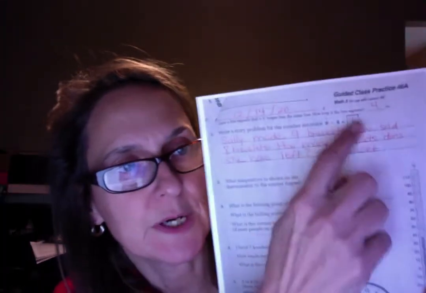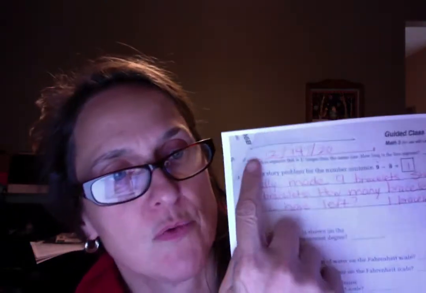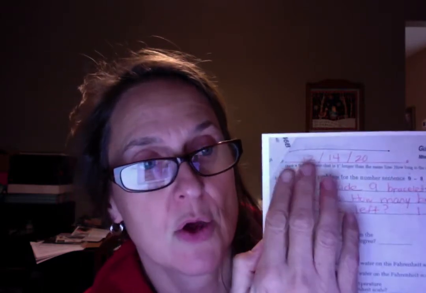Okay, so we're on guided class practice 46A, and you had to measure the name line in inches and then make a date line that was 1 inch longer. So if you measured your name line, you saw it was 3 inches, and so your date line should be 4 inches, and then you put your date. My date was 12/14/20, but you put the date you're doing this.